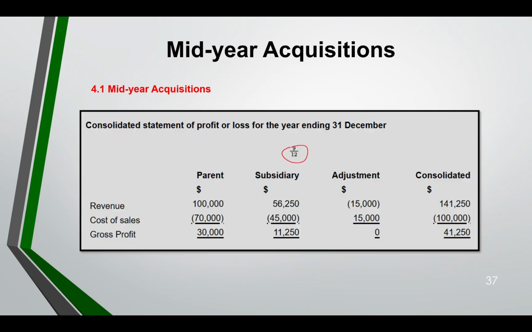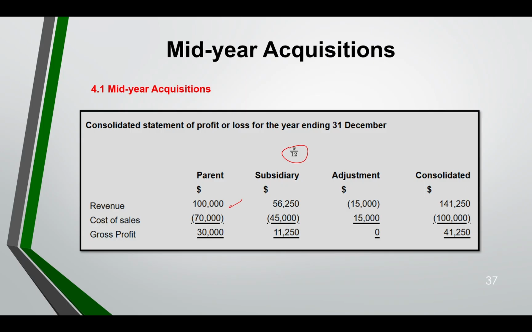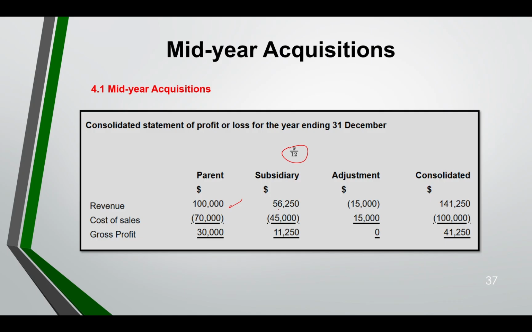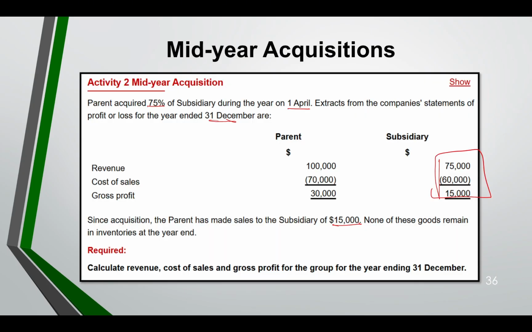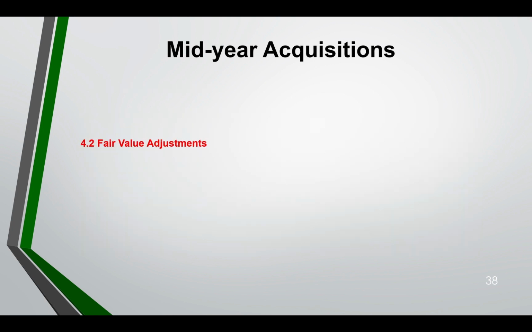You take the parent, it is 100, cost of sales is 70, and gross profit is 30. Parent, there is no adjustment. Coming to the subsidiary, you have to make that 9 months for the subsidiary onwards. So 75, you will take 9 months, it is this. Then 60, 9 months is this. And from this you have to deduct intra-group sales. In the revenue and cost of sales, you add. So this is your total consolidated figure.